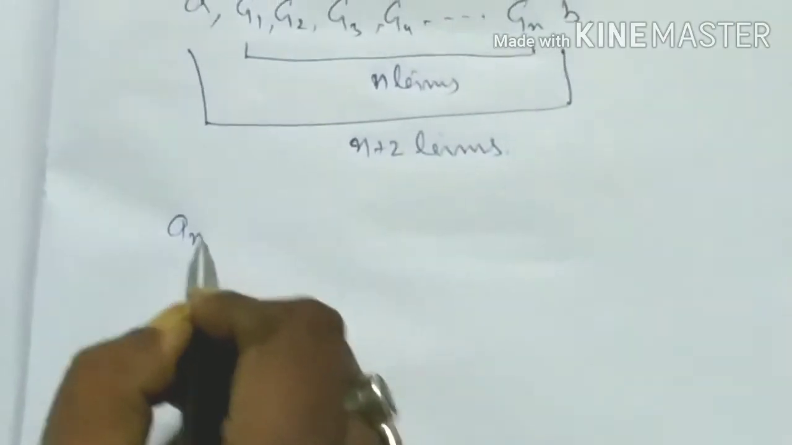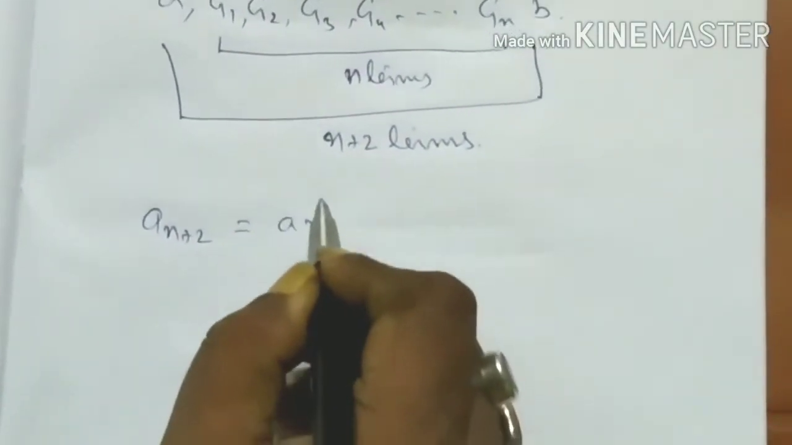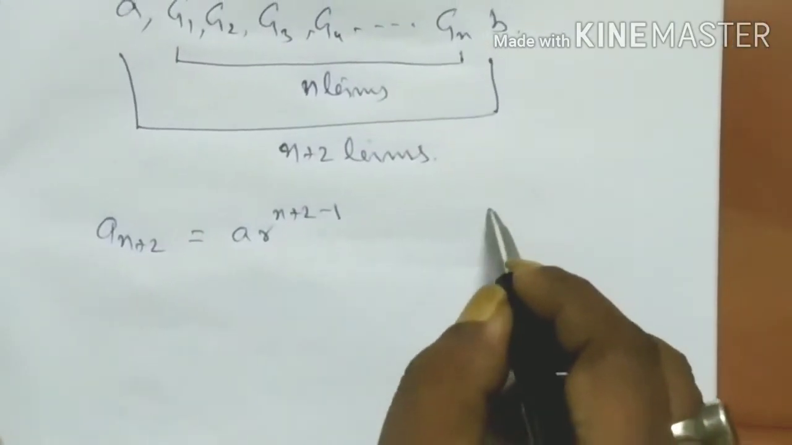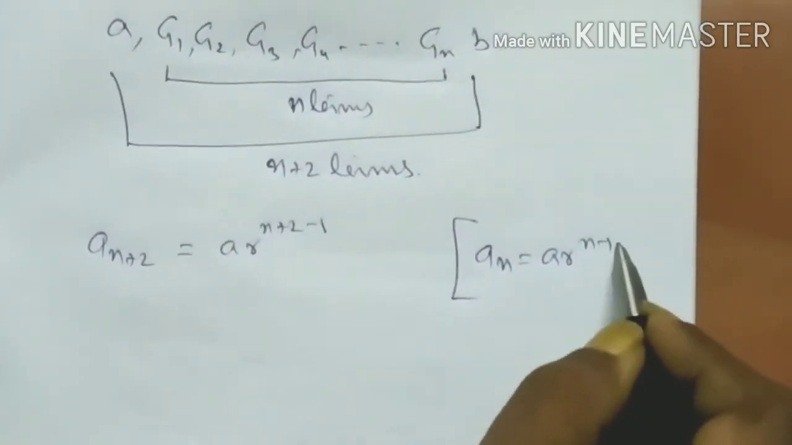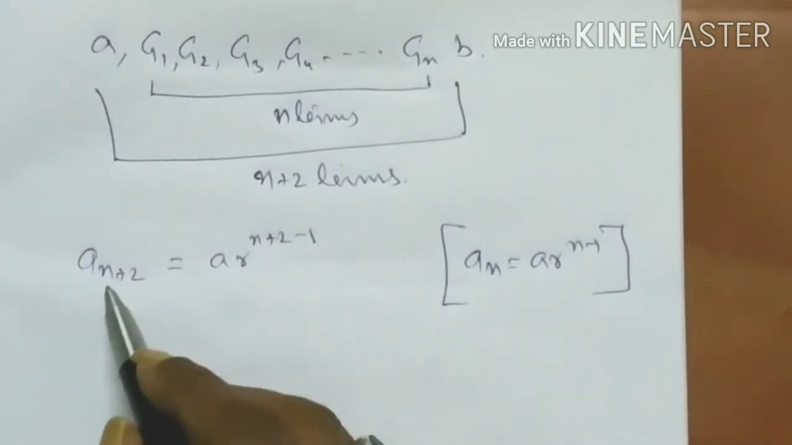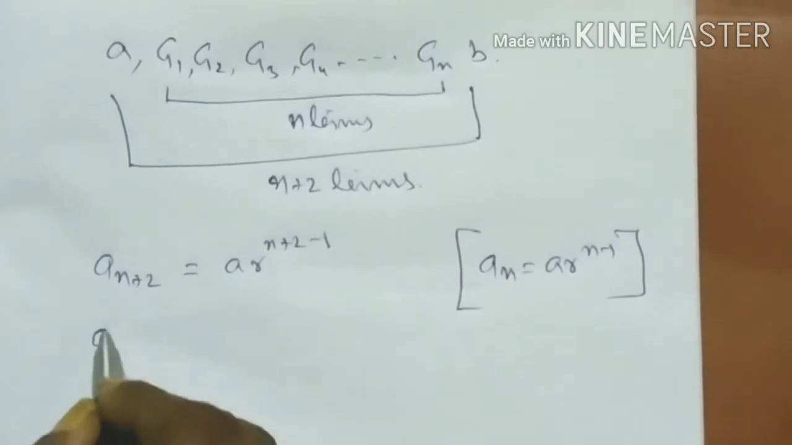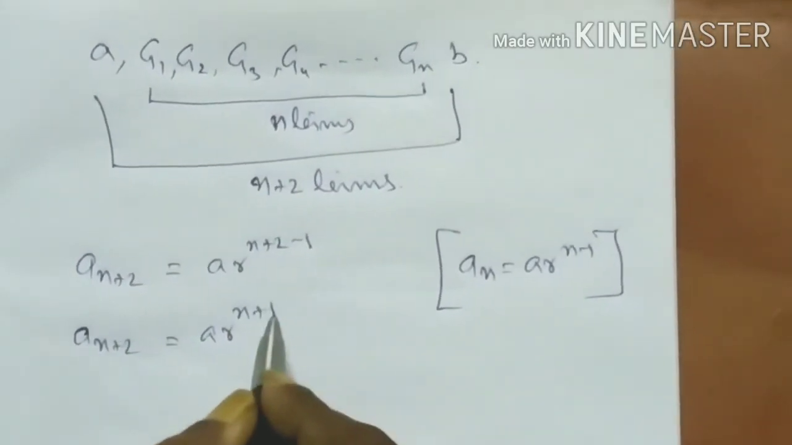So the (n+2)th term will be equal to A r to the power of (n+2)-1. I have got this from the formula for the nth term, A_n = A r to the power of n-1. In place of n, it is n+2, so here n+2-1. So A_(n+2) is equal to A r to the power of n+1.